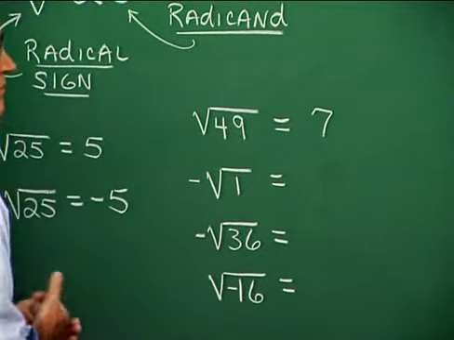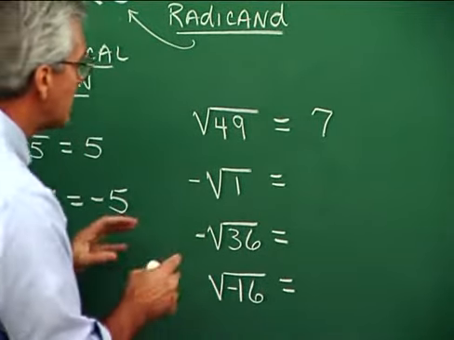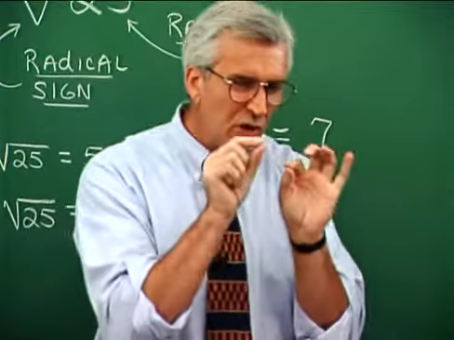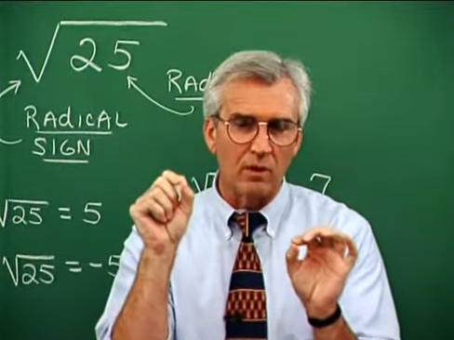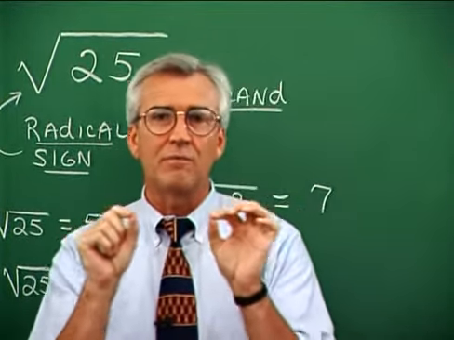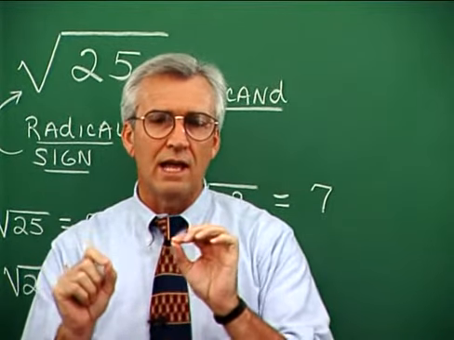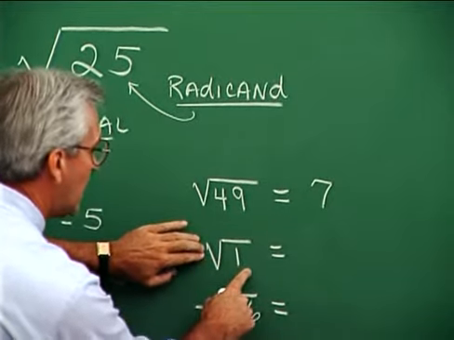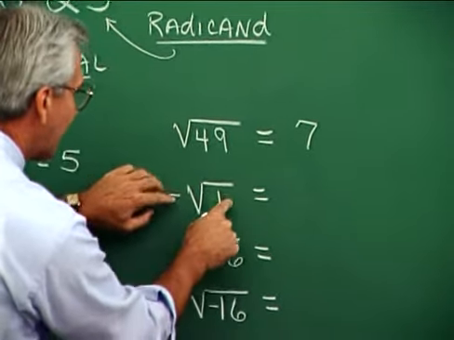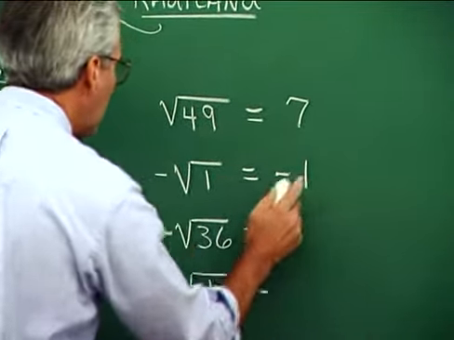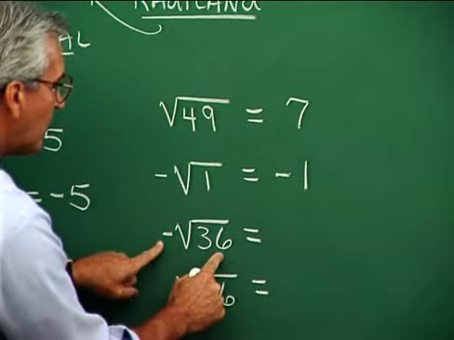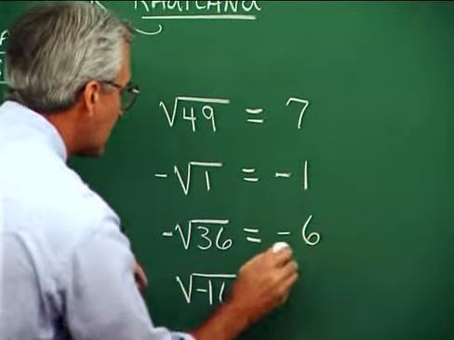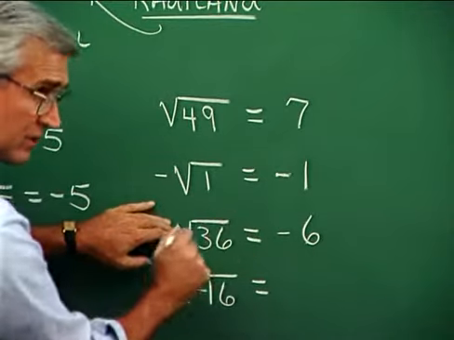And I think the best way to think about this is that using that square root symbol, the radical sign, we're always going to get a positive result. And so just kind of ignore the sign right here. The square root of 1 is 1, and this is negative that value. So this is negative 1. Negative square root of 36 is negative 6, because the square root of 36 gives the 6.